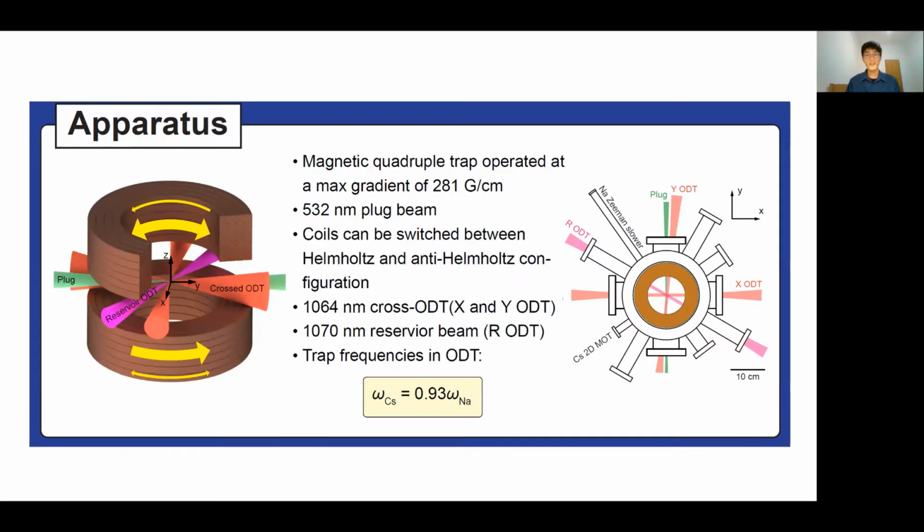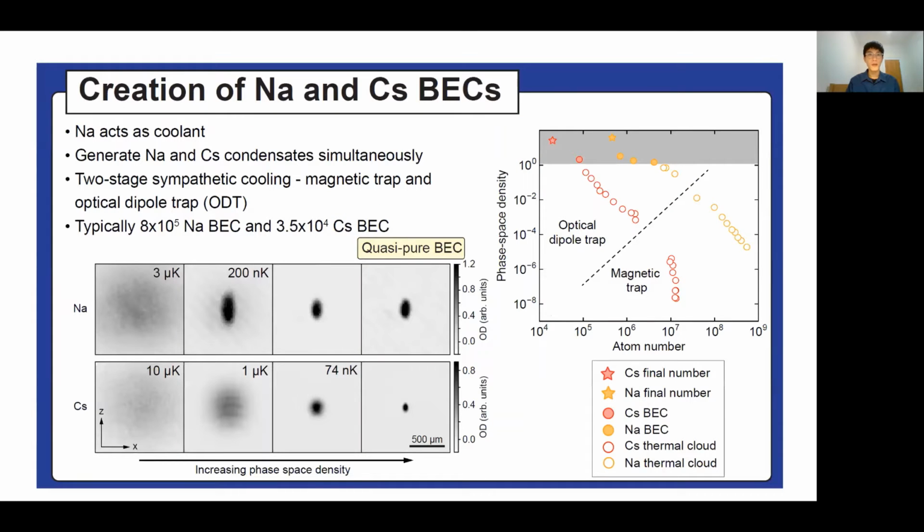Our setup consists of an optically plugged quadrupole trap and a cross ODT in the horizontal plane. Additionally, a reservoir beam is used to increase the trap volume. In the ODT, the trap frequencies of cesium and sodium are similar. We create sodium and cesium condensates simultaneously by utilizing sodium as the coolant for cesium in the two-stage sympathetic cooling.